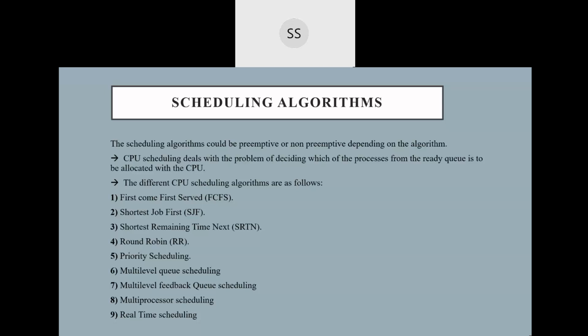Whereas in preemptive, it will be priority based. Based on that, it will be replacing and releasing everything. That is done under preemptive. All these scheduling algorithms may be preemptive or non-preemptive. The first is first come first serve scheduling. Next is shortest job first, then shortest remaining time, round robin, priority scheduling, multi-level queue scheduling, multi-level feedback queue scheduling, multi-process scheduling, and real-time scheduling. I'm going to deal with the first one, that is first come, first serve.